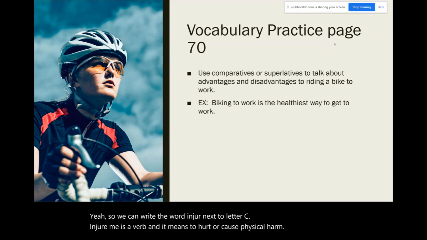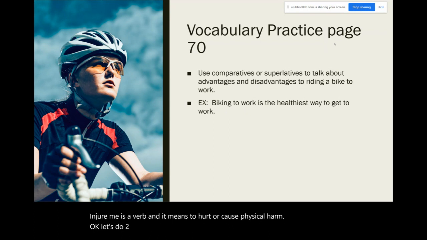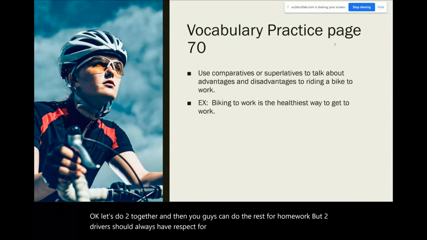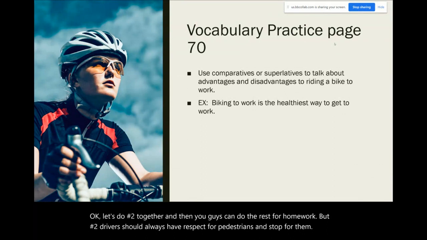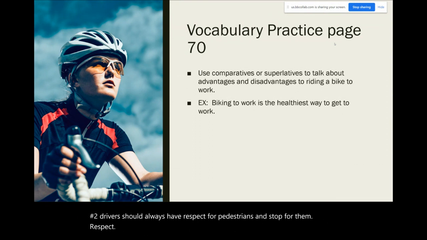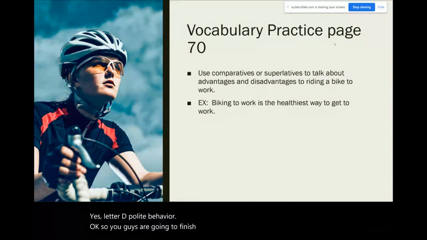Okay, let's do number 2 together, and then you guys can do the rest for homework. Number 2, drivers should always have respect for pedestrians and stop for them. Respect. Can anybody find the definition at the bottom? Polite behavior towards someone. D. Yes, letter D, polite behavior. Good. Okay, so you guys are going to finish those for homework.